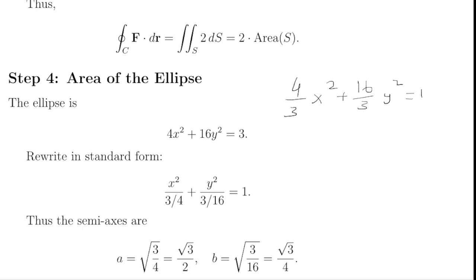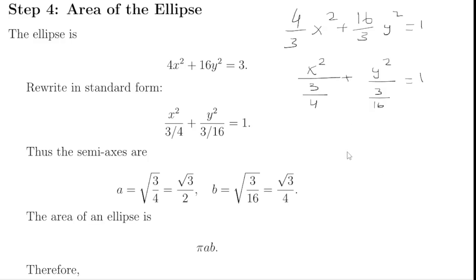And you could just take the reciprocal and divide. So 4/3, the reciprocal is 3/4. So we could just divide by 3/4. The reciprocal of 16/3 is 3 over 16. So you divide by 3 over 16. That's going to equal 1. So now a is going to be the square root of this. b is going to be the square root of that. So that's where we get root 3 over 2 and root 3 over 4.